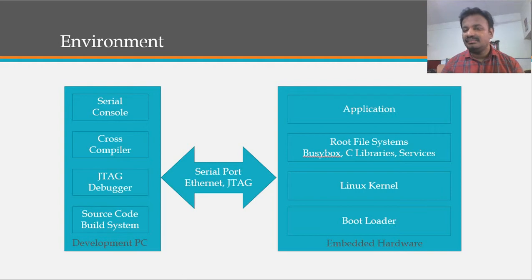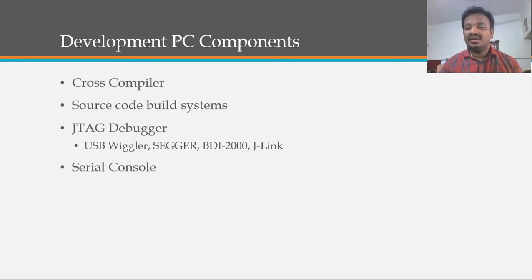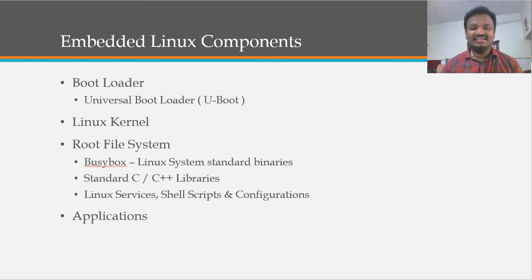And in the embedded hardware, we will be running the complete embedded Linux software components, something like a bootloader, Linux, and then root file system, and then application. All those things will be present, and we can see them in more detail. And the development PC components are cross compiler, source code build system, JTAG Debugger, and then serial console. And we can see them one by one.